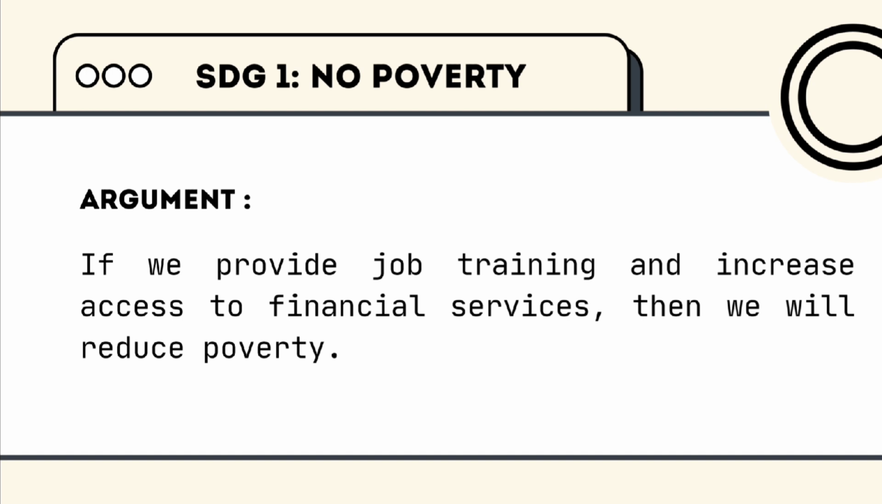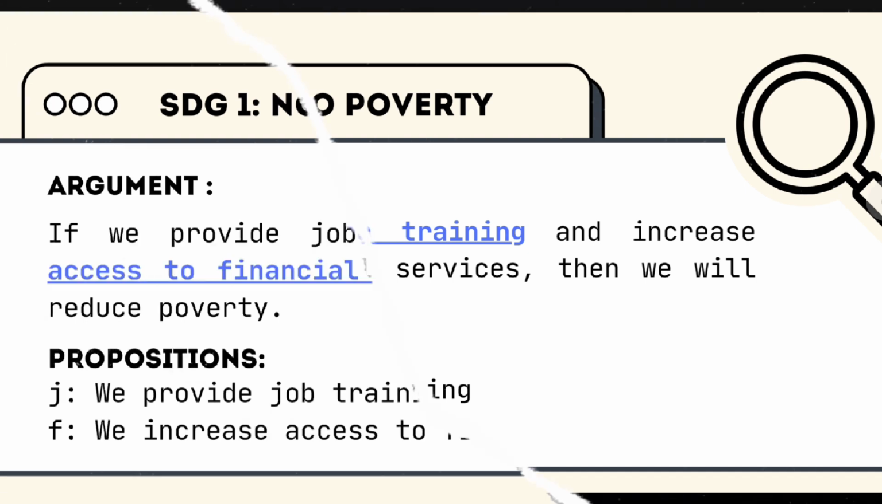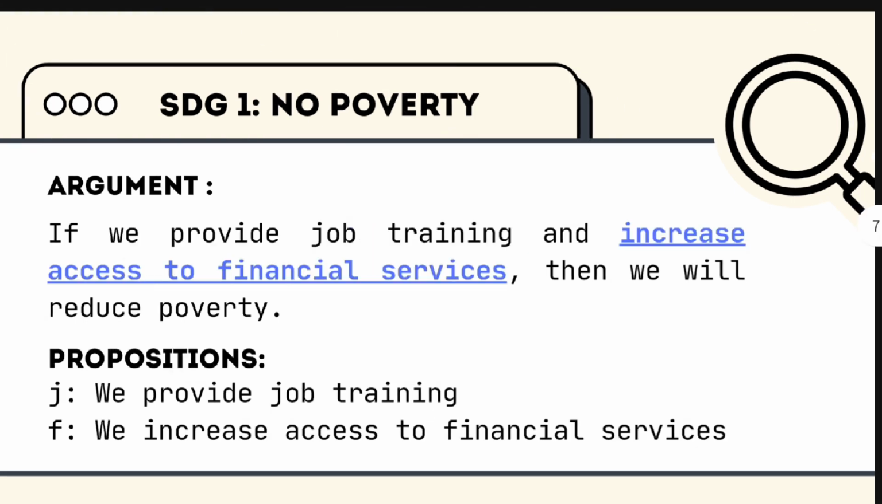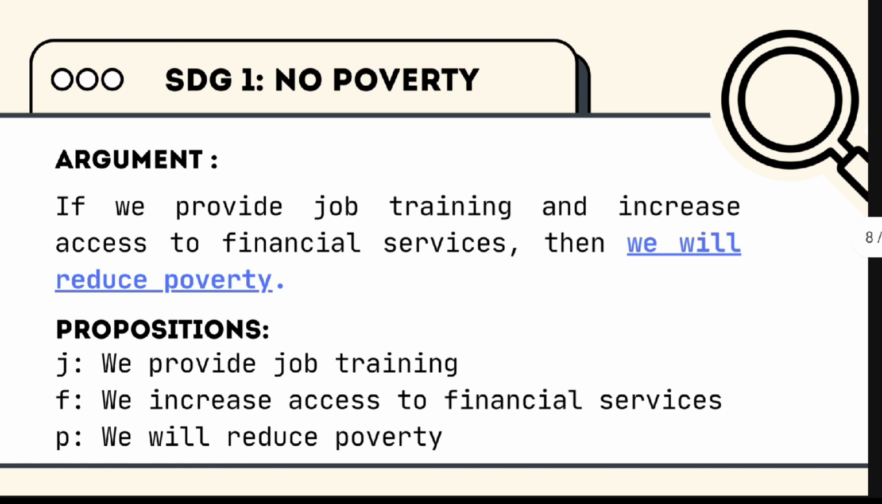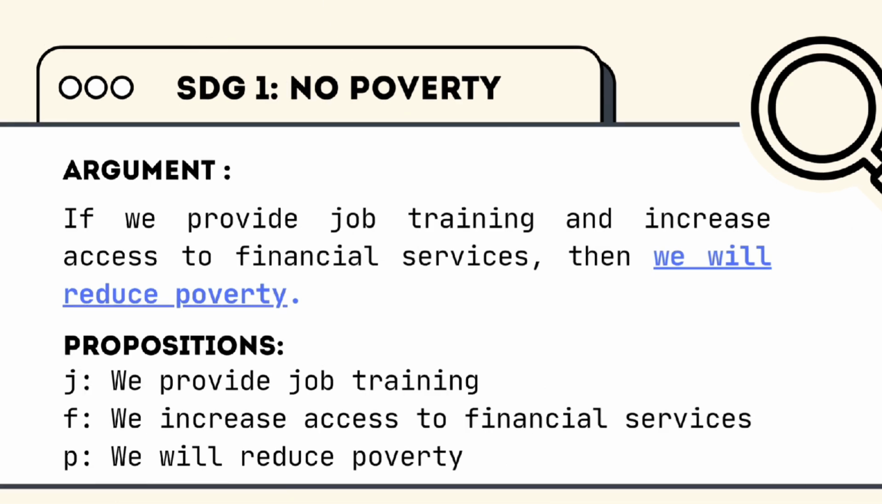So here is the argument. If we provide job training and increase access to financial services, then we will reduce poverty. So first we have the propositions. J, we provide job training. And the second proposition, F, we increase access to financial services. And last, letter P, we will reduce poverty. So we have three propositions.